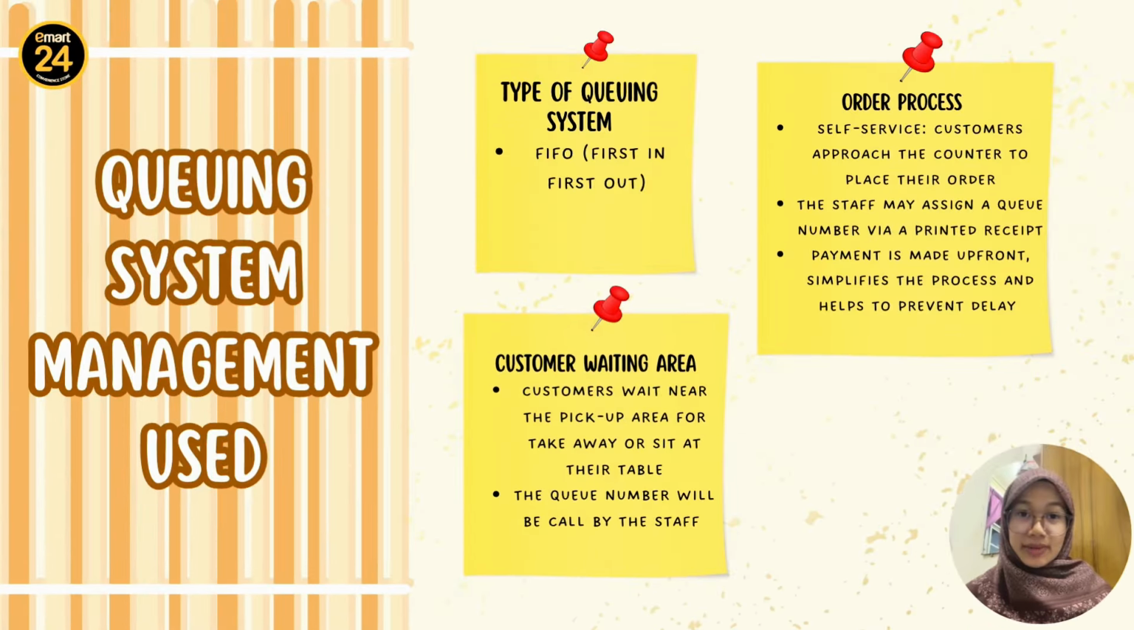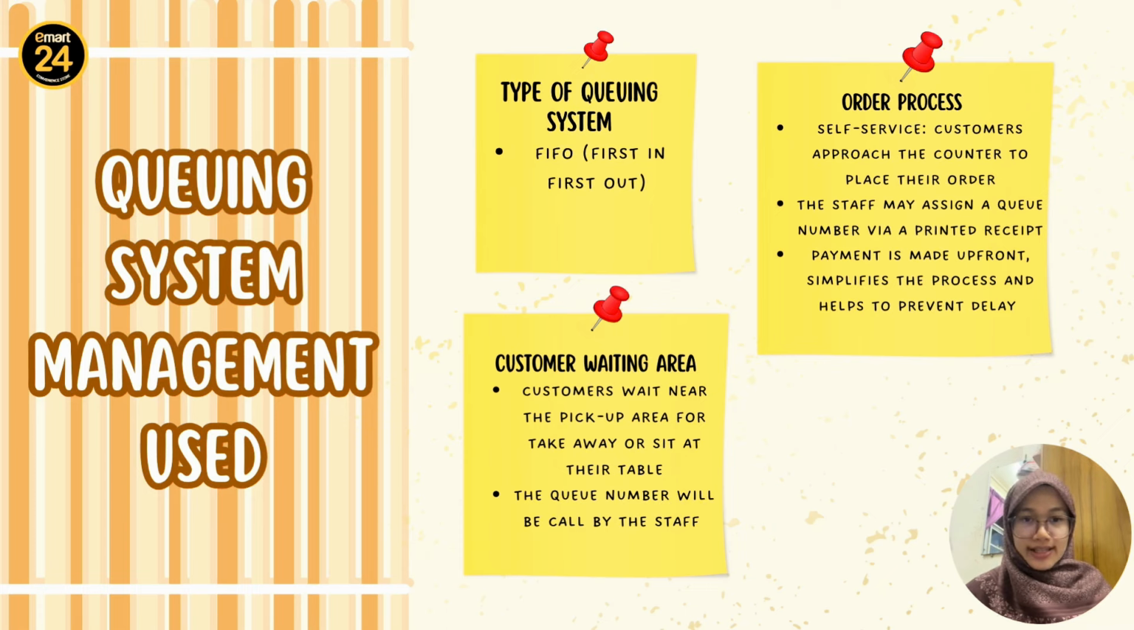For the queuing system management used, the type of queuing management used was first in, first out, known as FIFO. Next, the order process for this shop was self-service, where the customer approaches the counter to place their order and the staff assigns a queue number via a printed receipt. The payment is also made upfront to simplify the process and help prevent delay.